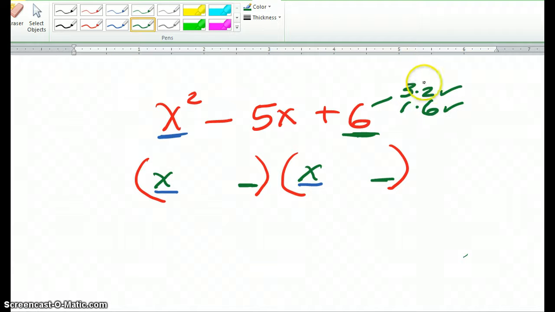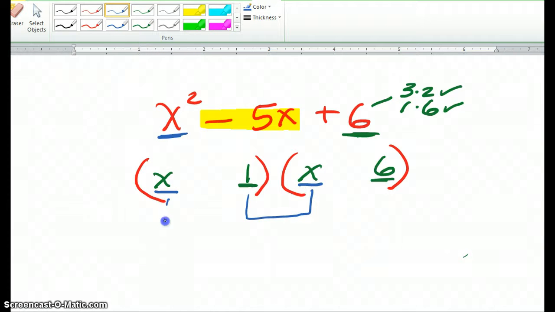Because if you look at it, 3 and 2 can give you 5, and 6 and 1 can give you 5. So you have to determine which one's going to work. So let's try 1 and 6 first. If 1 and 6 doesn't work, then we'll have to go to 3 and 2. Alright, so we got our first and our last terms. Remember, the middle term is the hardest term to get.